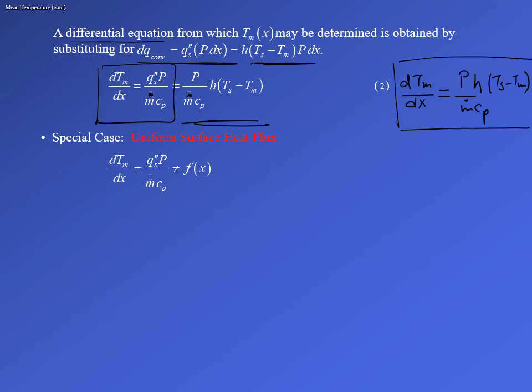But a few situations. So for the uniform surface heat flux situation, remember that we deal with two kinds of boundary conditions. One is where the heat flux is specified, and the other is where the surface temperature of the pipe is specified. So when the heat flux is specified, that is qs double prime is a constant, then from this expression that we have here, qs double prime is a constant, P is also a constant, the mass flow rate m dot is a constant, and Cp is a constant. So what we see is that this dTm by dx does not depend on x at all. So it is not a function of x.